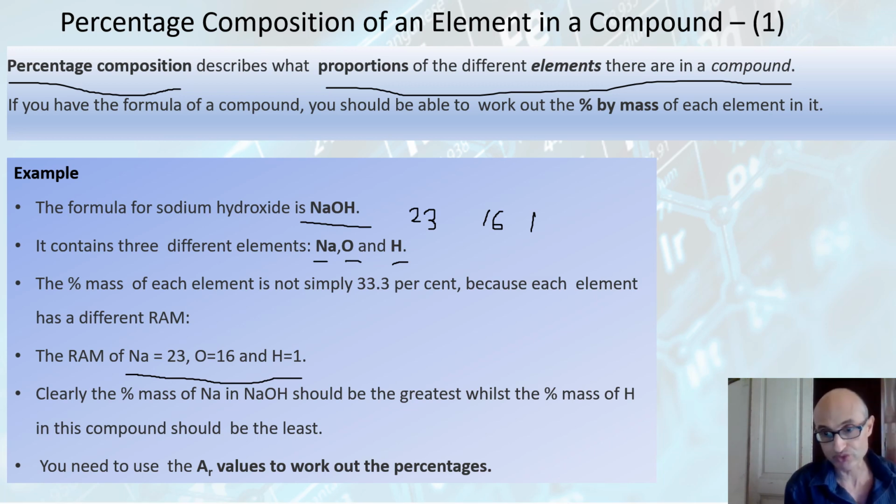But clearly this is not the case because hydrogen is so much lighter than oxygen, and oxygen is even lighter than sodium. So we have to work out the percentage by mass for each of these elements in a fair way that represents their relative atomic mass. And this is exactly what we shall be doing via the next slide. Okay, so now move on to the next slide so that I will explain exactly how to do this.